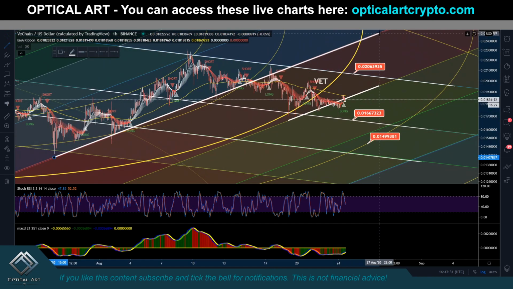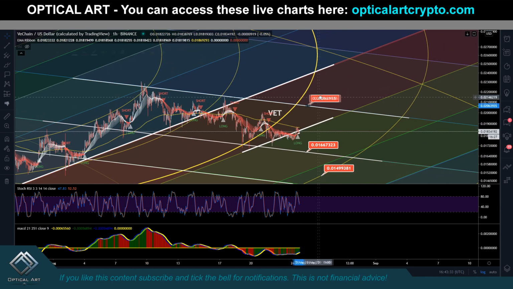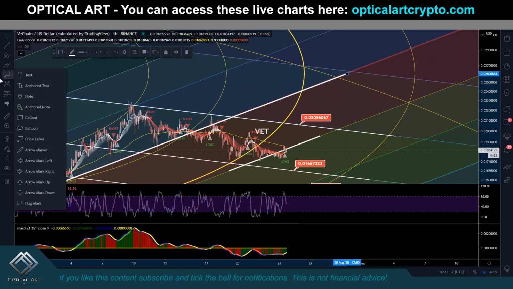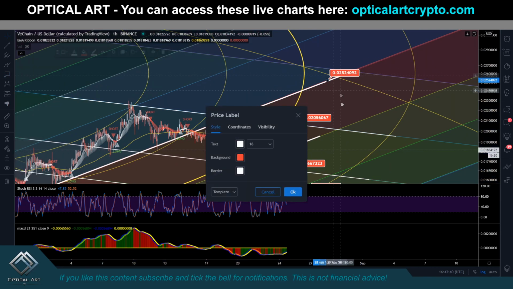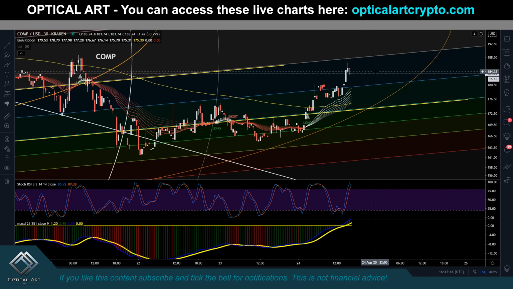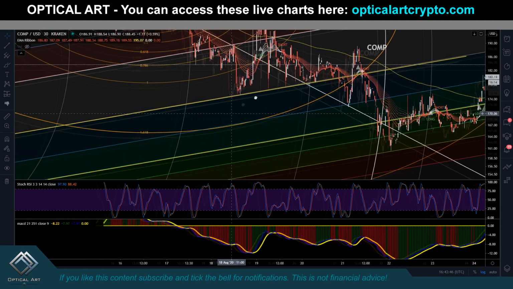The rings do help with macro targets. So if we did push up above this point, your next resistance right here would potentially be up here around 0.0252. Comp, let's see. So right here, you can see we had a lot of support.